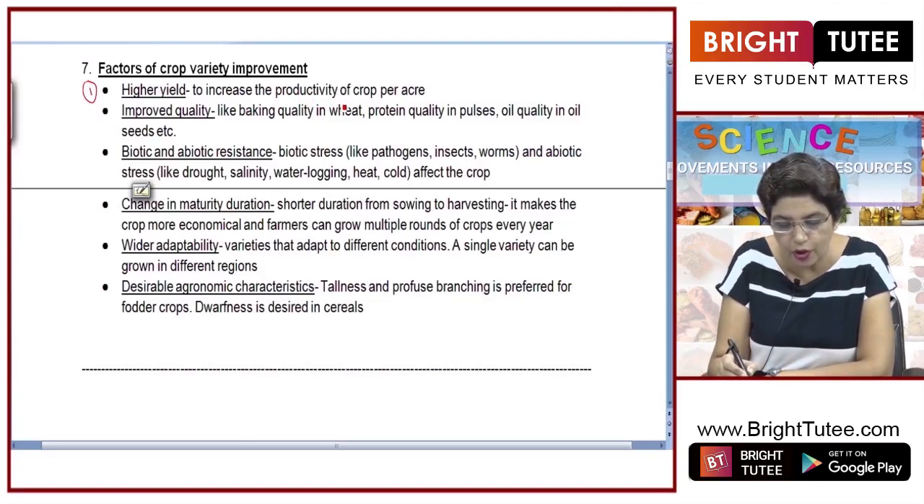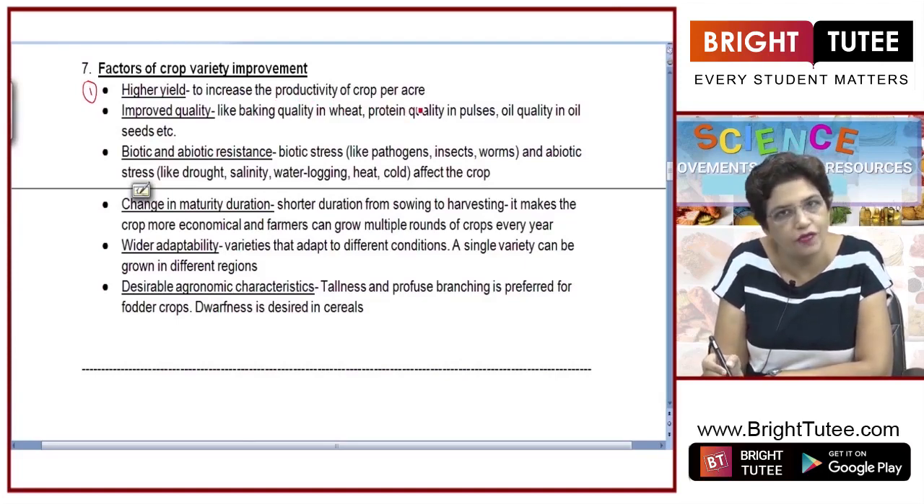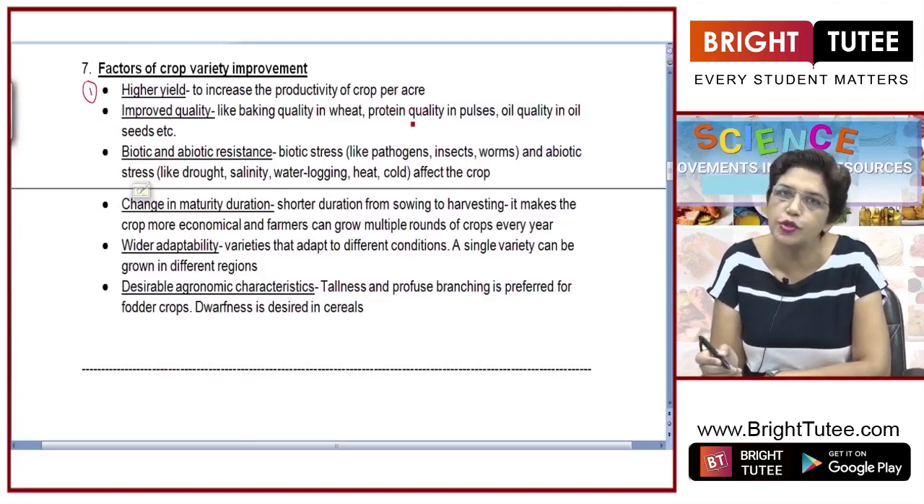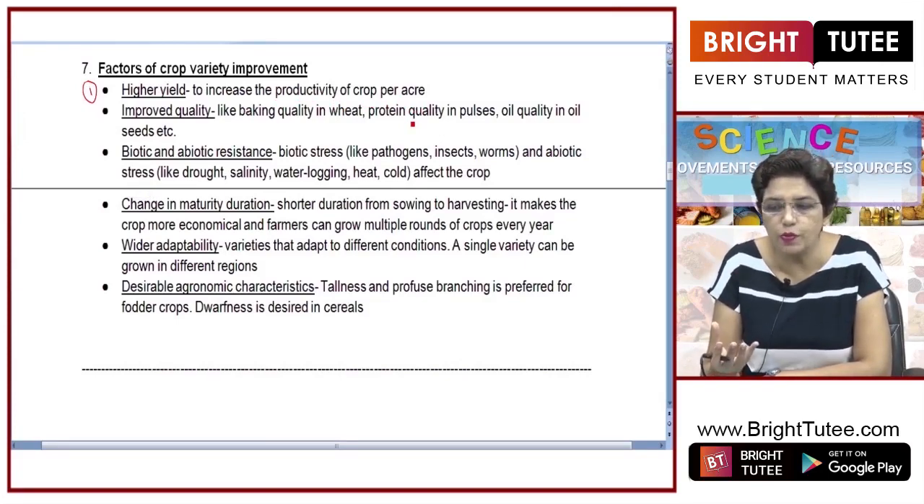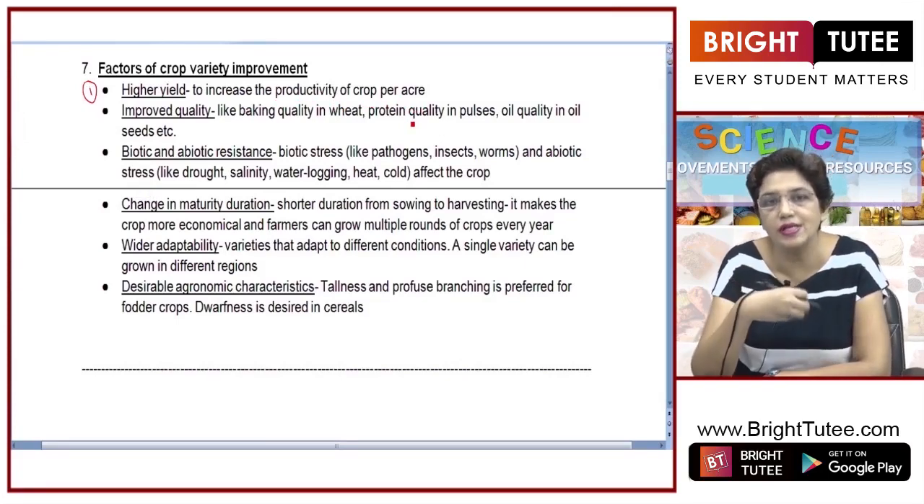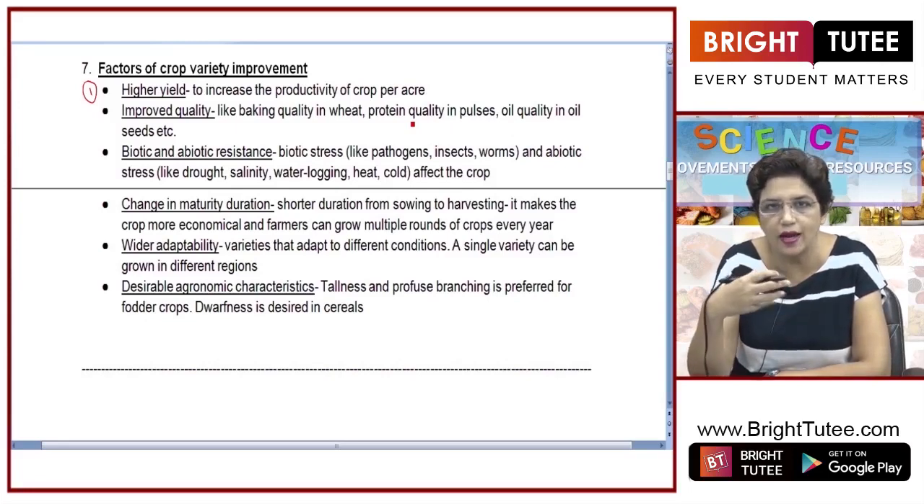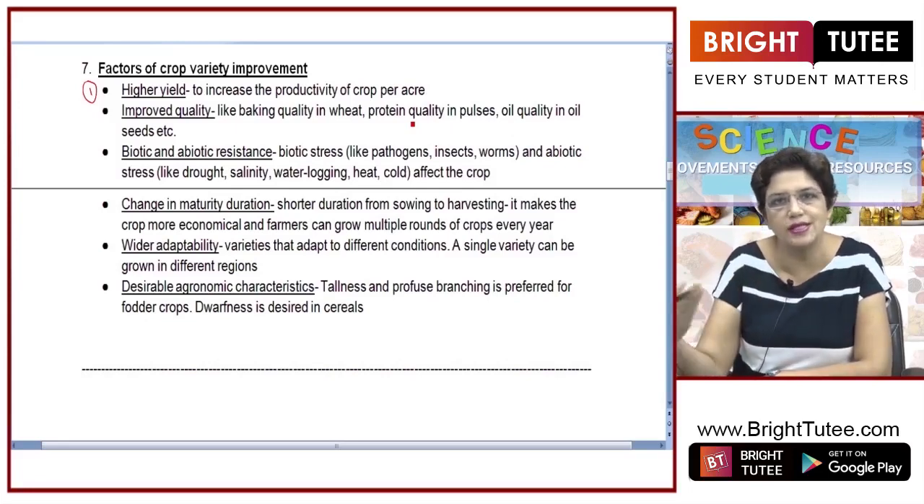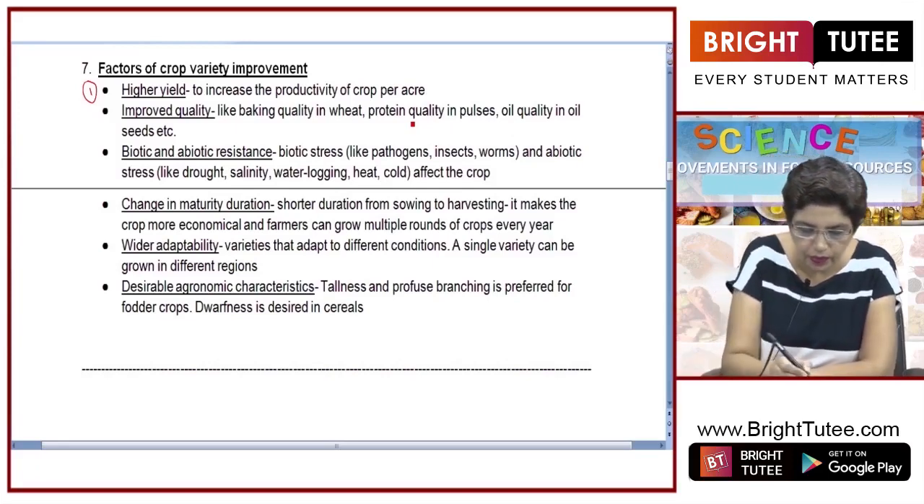So to increase the productivity of crop per acre of land, this is the first and the foremost requirement. This will improve the money which the farmers get per acre of land. So this will improve their standard of living also.